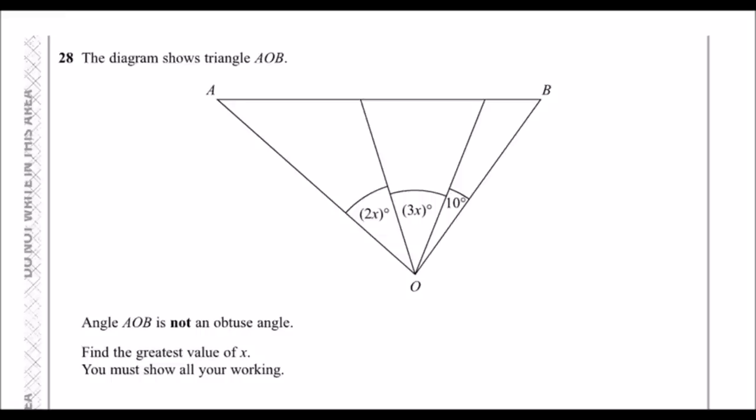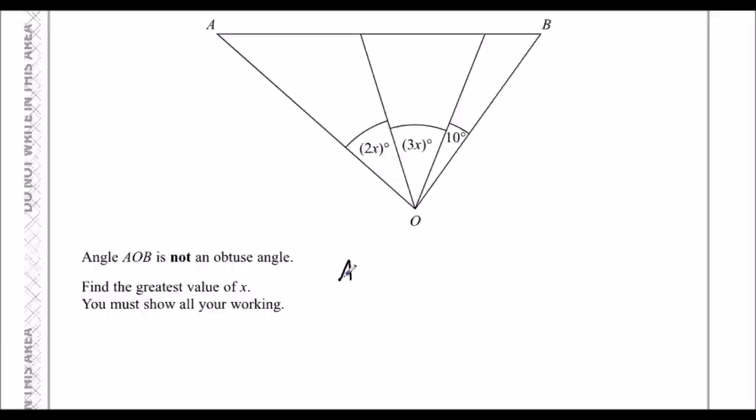Question 28. The diagram shows triangle AOB. AOB is not an obtuse angle. So an obtuse angle is between 90 and 180 degrees. If it's not obtuse, we can say AOB is less than or equal to 90 degrees. So find the greatest value of x. Angle AOB we can write as 2x plus 3x plus 10. So we can write an inequality. 2x plus 3x plus 10 is less than or equal to 90 degrees.